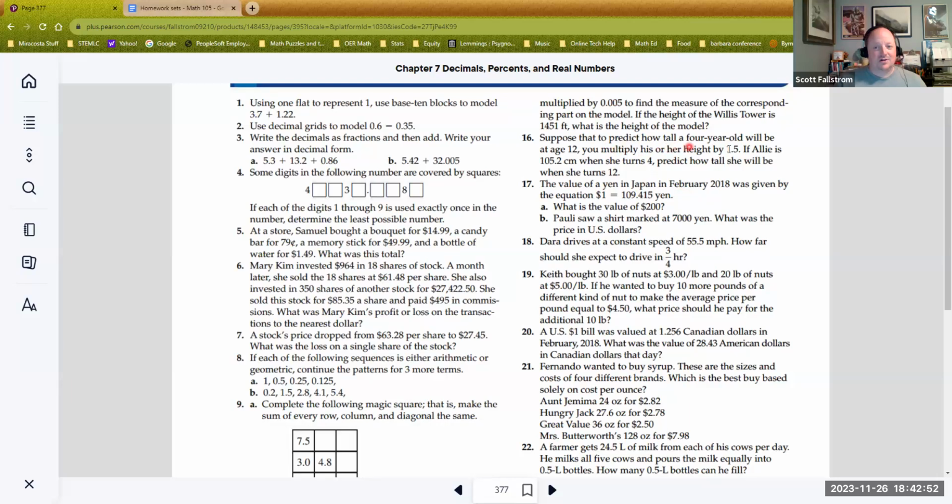That to predict how tall a 4-year-old will be at age 12, you multiply their height by 1.5. Okay, you're welcome to do that. I don't think it's necessarily that accurate, but and then we move on.